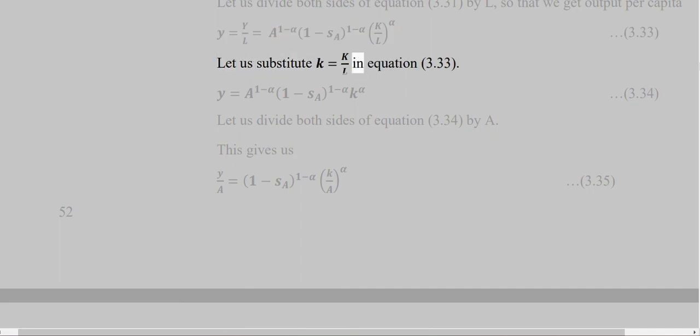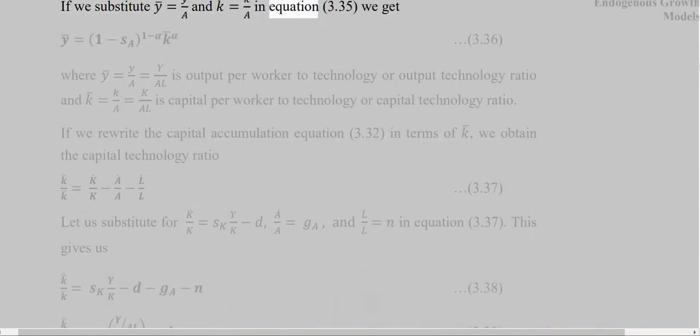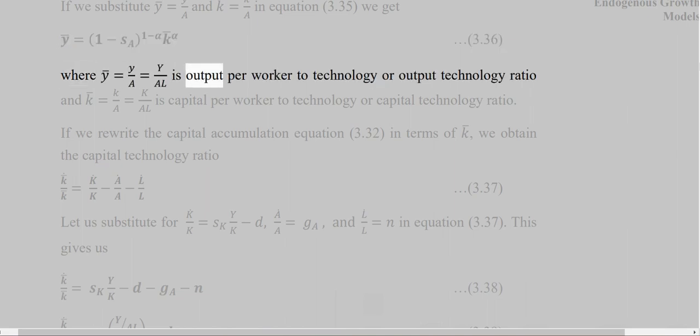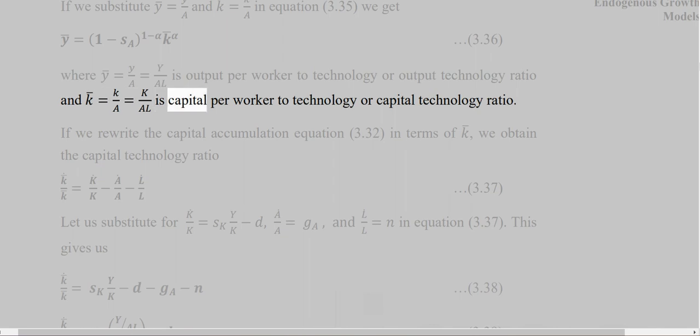Let us substitute in equation 3.33, which gives equation 3.34. Let us divide both sides of equation 3.34 by A. This gives us equation 3.35. Endogenous growth models: if we substitute in equation 3.35, we get equation 3.36, where y tilde is output per worker to technology, or the output technology ratio, and k tilde is capital per worker to technology, or the capital technology ratio.